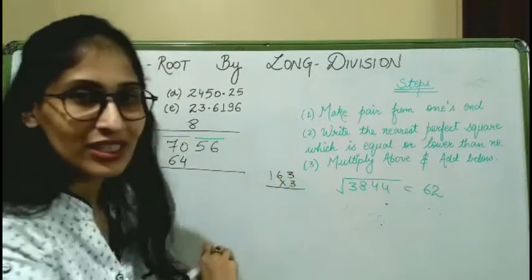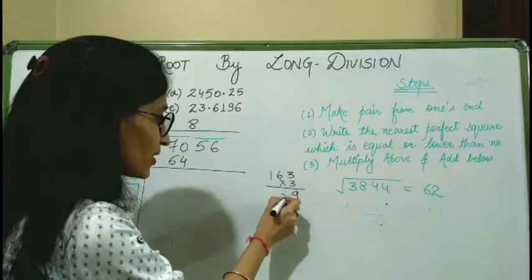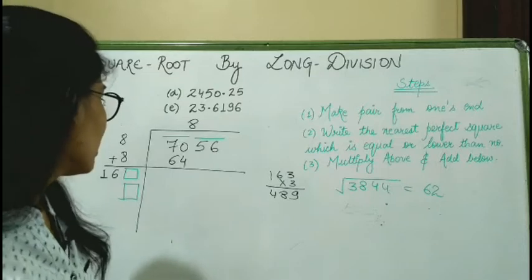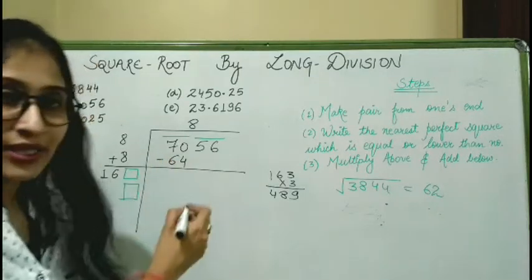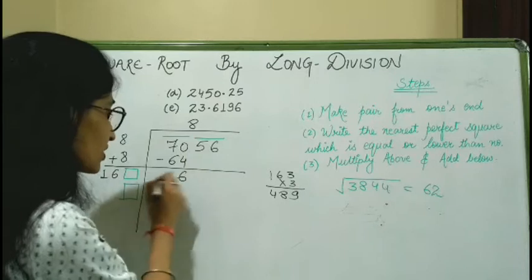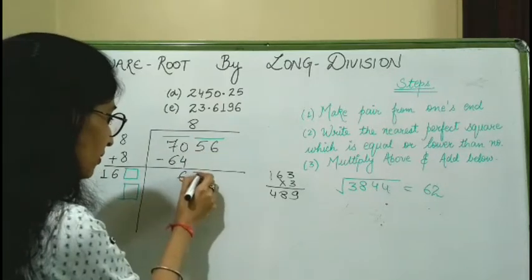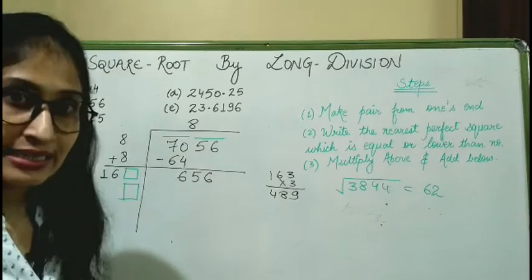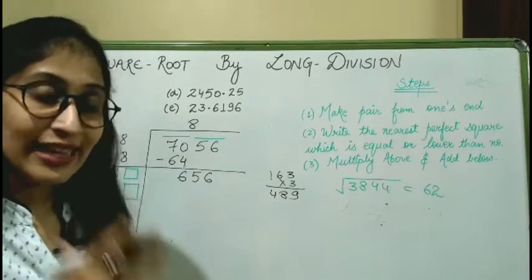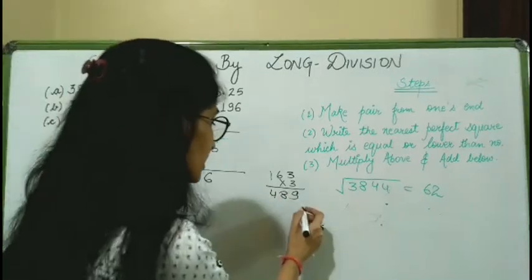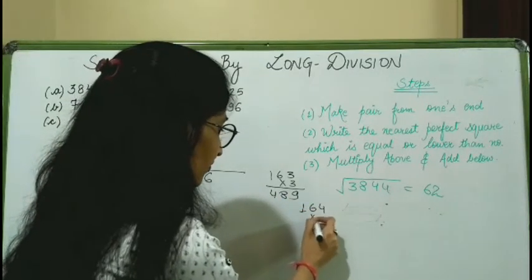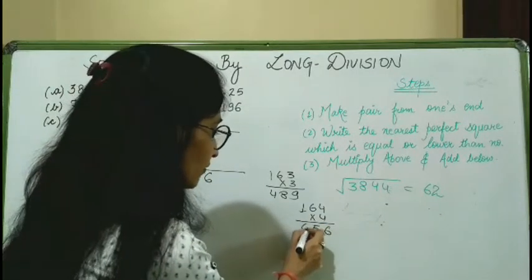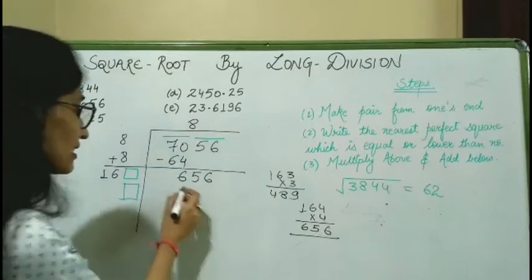163 multiplied by 3. 3 3s are 9. 3 6s are 18. It is going to give me 489. Okay, and here what I wanted was 70 minus 64, 6. Copy the next number. So 489 is less than 656, but still check with the next number. So the next number will be 164. 4 4s are 16, 24, 25, 656.